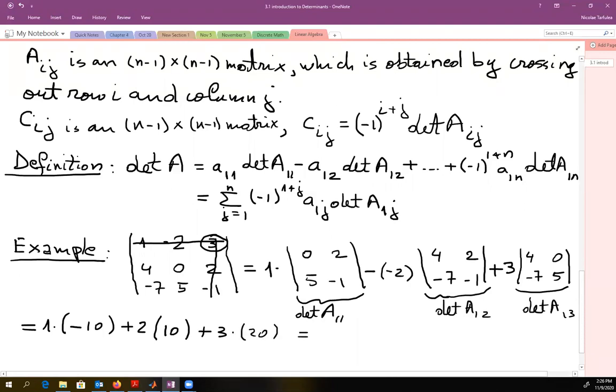All right, and now we have our answer. So the answer is what? It's 70, a number. That's our determinant. Do you understand how we computed this?